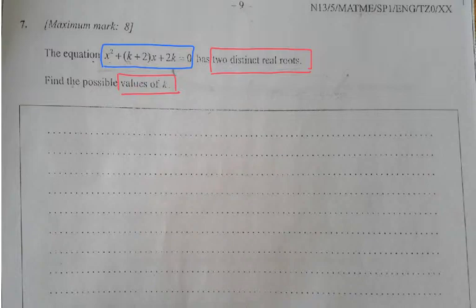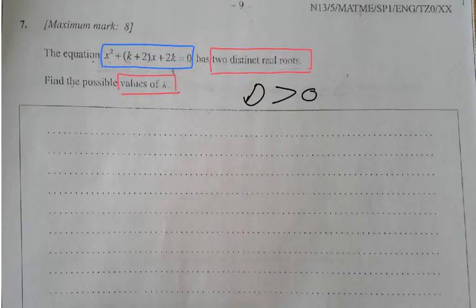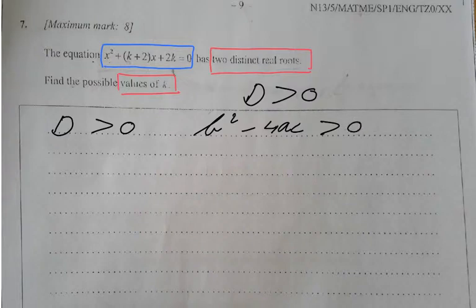Okay. What do I realize? When we're talking about quadratic functions, for it to have two distinct real roots, I realize that the discriminant needs to be greater than 0. So let me write that properly on the lines. The discriminant needs to be greater than 0. Okay. What is the discriminant? The discriminant being b squared minus 4ac, and that has to be bigger than 0.